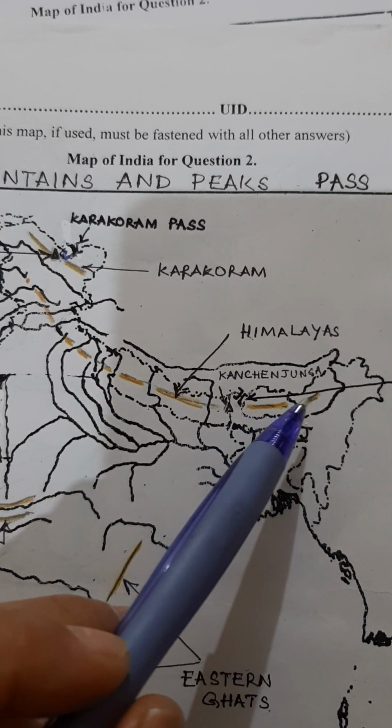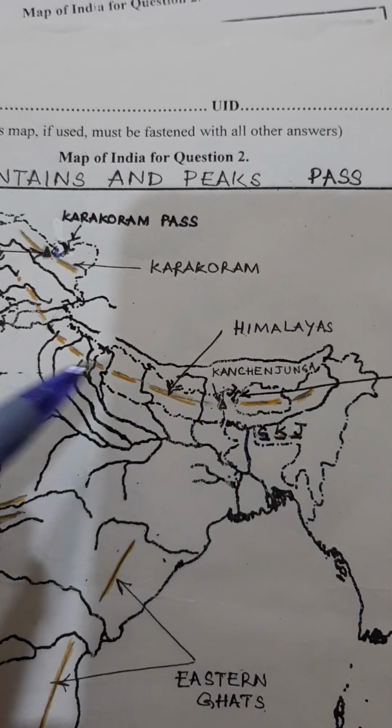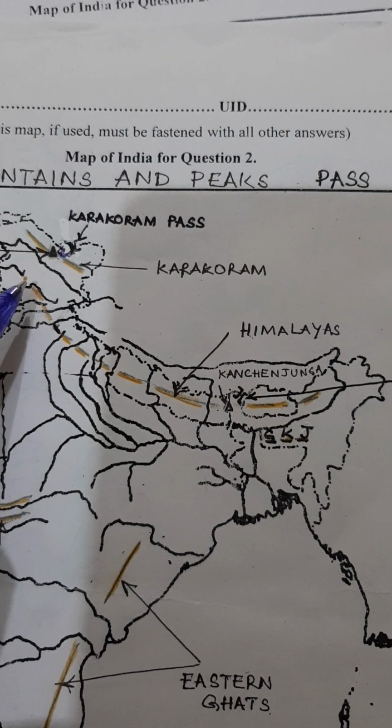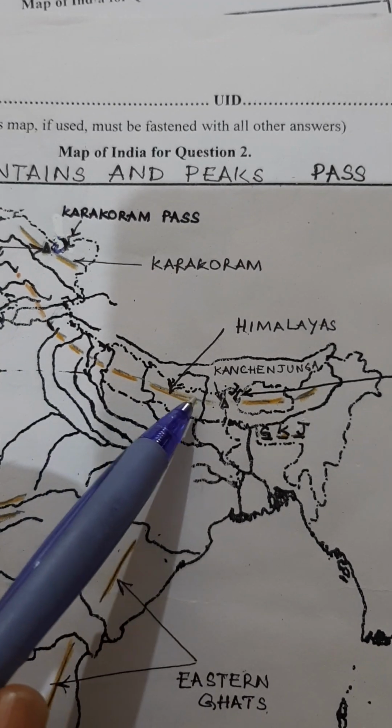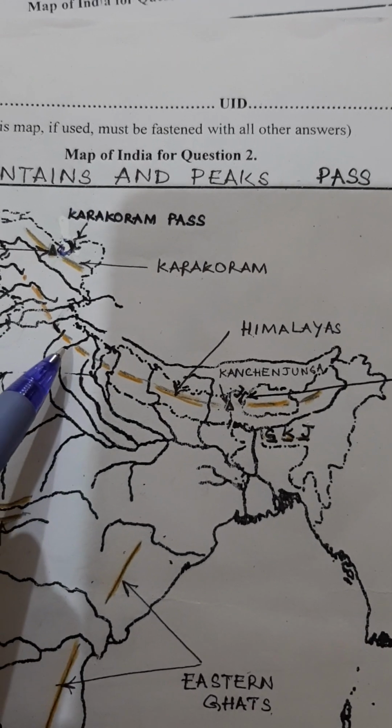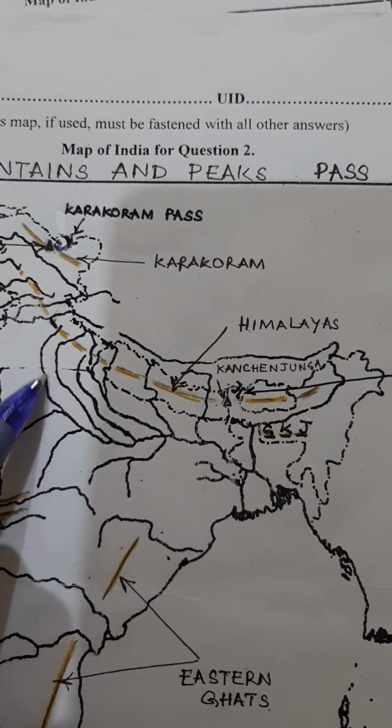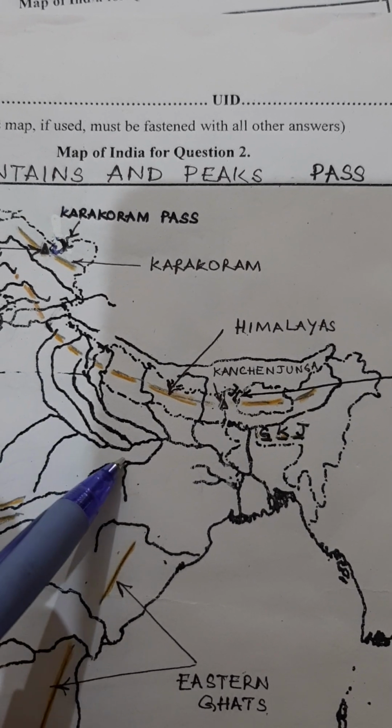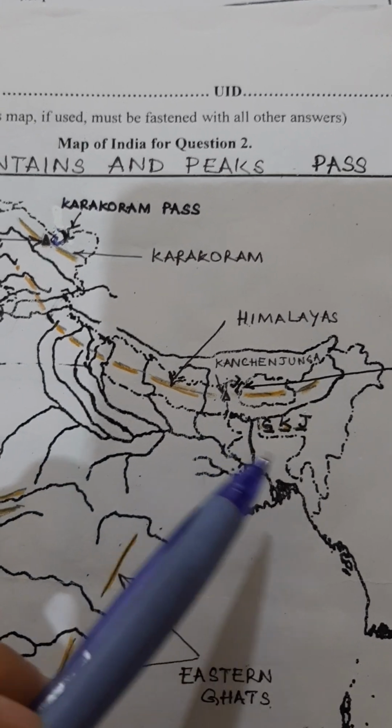And if you notice very carefully, the mountain range has not been shown by a continuous line. It's shown by a broken line because this is where the rivers are passing through. So the rivers make valleys in the mountains.